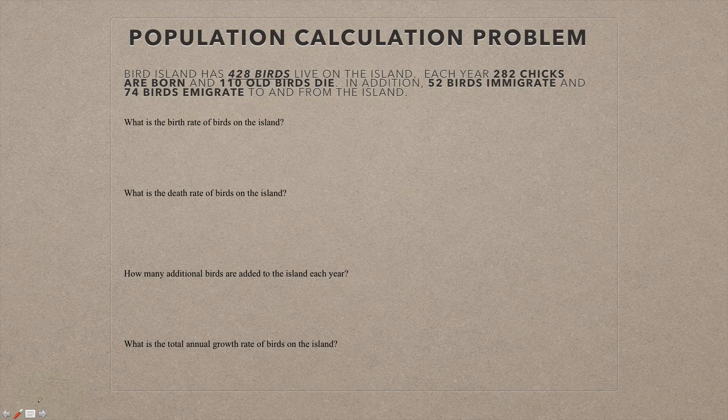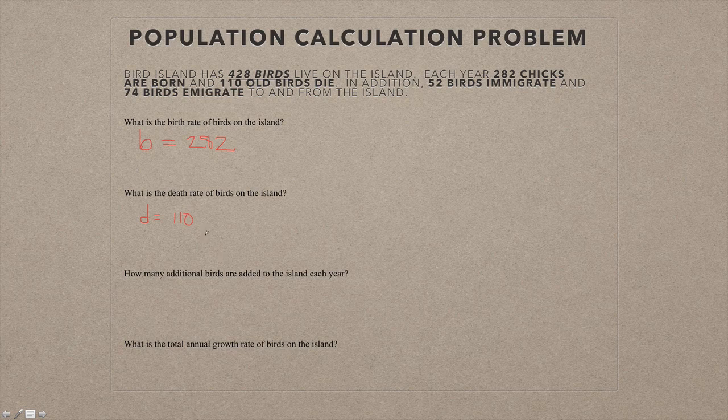Now, when we were taking a look at the equation, the first question is what is the birth rate of the birds on the island? So if we are going to go ahead and use this factor of birth rate, we know that there are 282 birds that are being born. So we're going to write that down, 282 birds, the letter B. And then what is the death rate of those birds? We also know. We're going to use the letter D for death rate. And we know each year approximately 110 die.